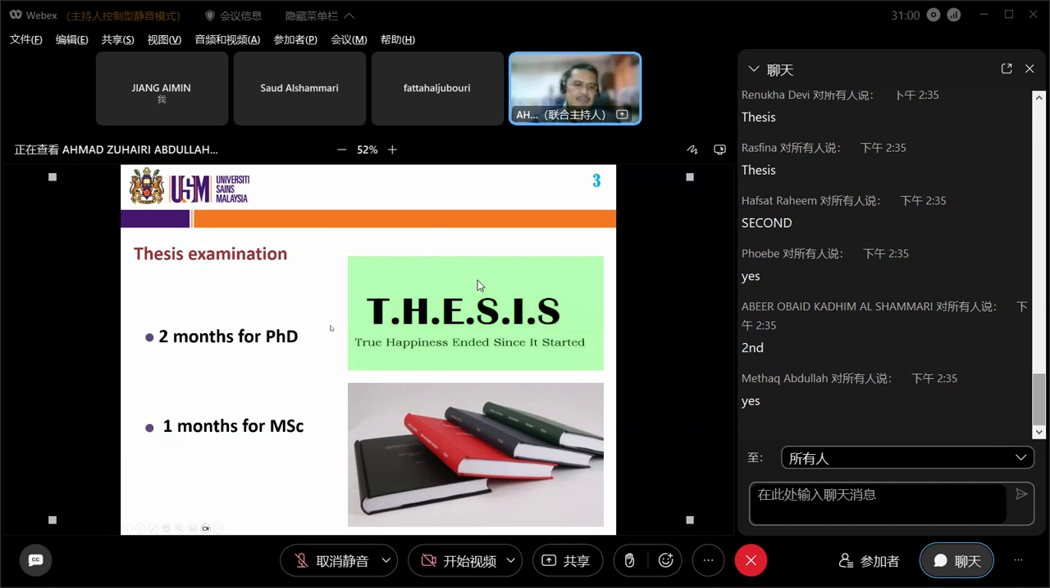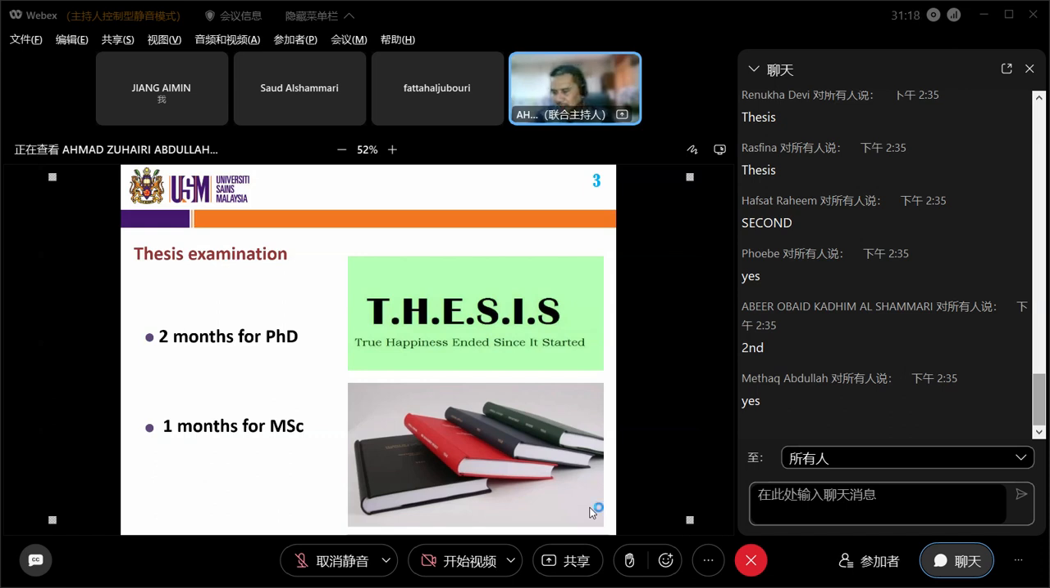For PhD, maybe longer. So because of that, we provide longer time accordingly for them to read the thesis, identify some concerns or comments, and write in the report and submit the report first. Okay, 2 months and 1 month for master.